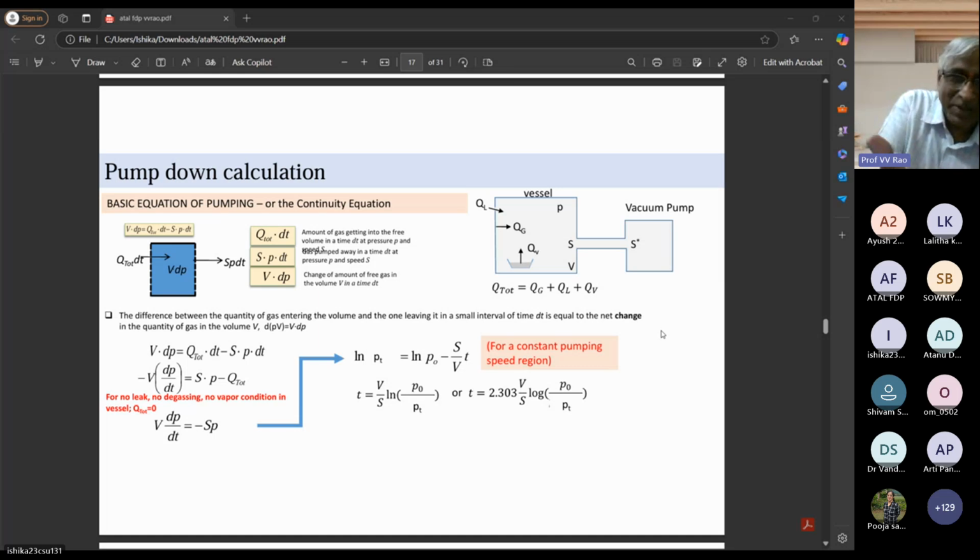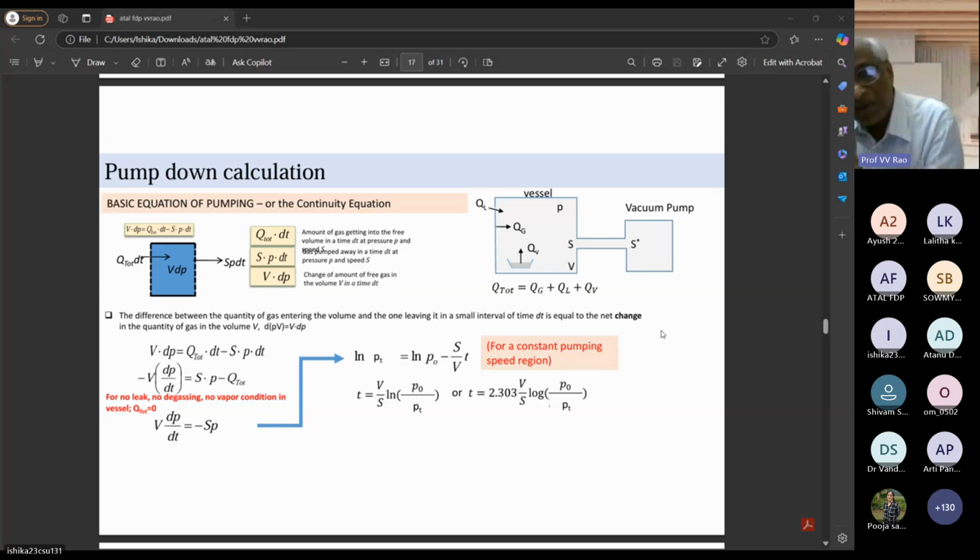These equations are simply mathematical simplifications of that. In fact, I was not supposed to teach these mathematical things because I was told to take 1.5 hour design of it. So design contains several other things, but this is pump down calculations, etc. This is not design, but it is related to design. So you go through these things.